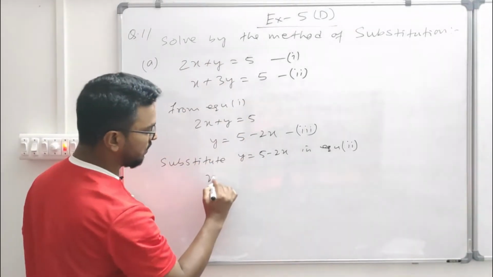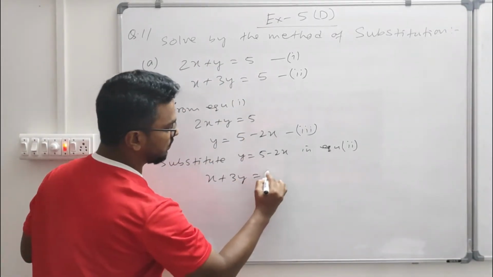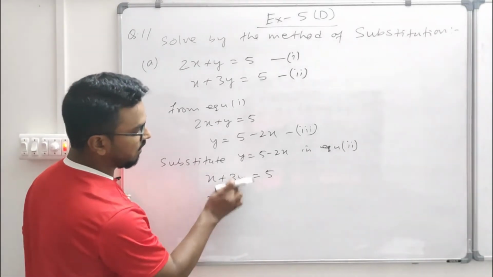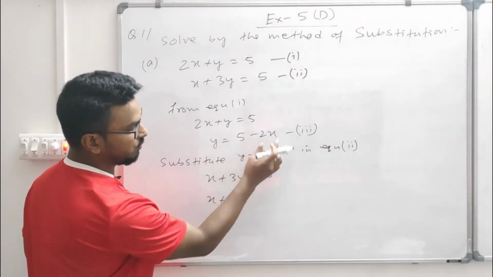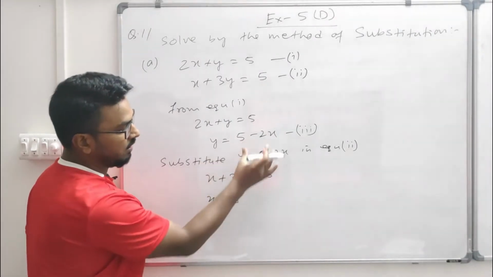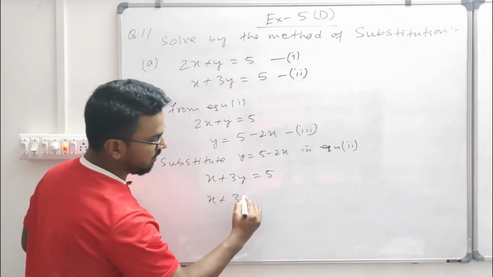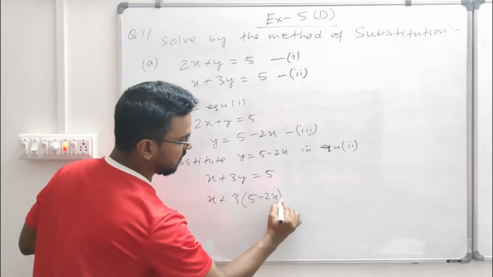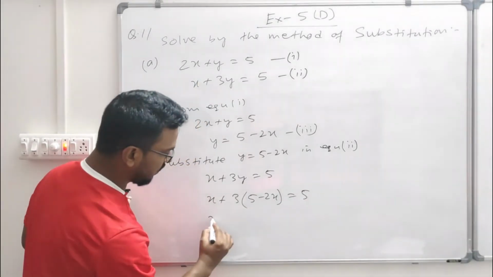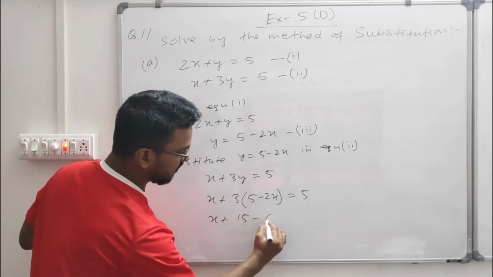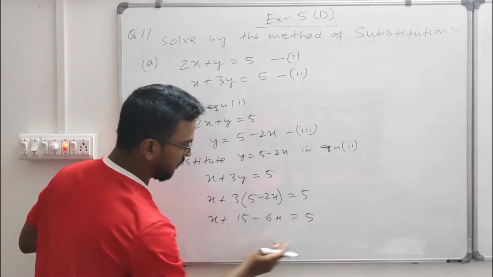So you write down the equation x plus 3y equals to 5. So x plus 3. What is the value of y? Y is 5 minus 2x. We have to substitute the value of y in this place. So you just replace this value: x plus 3 into 5 minus 2x equals to 5. So x plus 3 into 5 is 15 minus 3 into 2, 6x equals to 5.